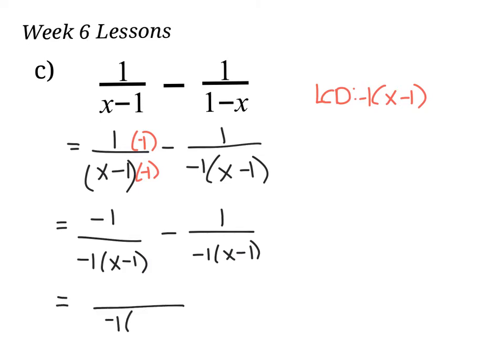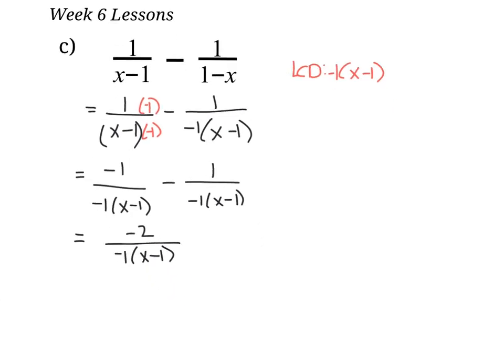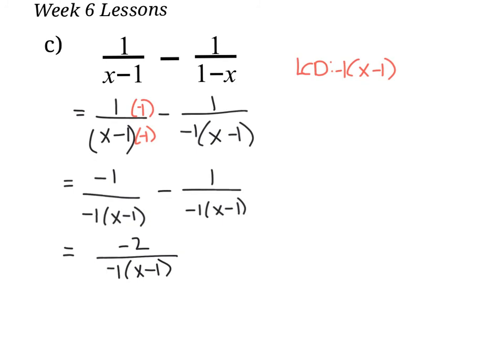So in the denominator, this is what I've got. In the numerator, I'm going to have negative 1 minus 1, negative 2. Can anything be simplified any further here? Well, taking a look at these two negatives, we know a negative divided by a negative is a positive. So I'm going to change this to 2 over, that's just going to be positive 1. So I just have x minus 1, and I'm done.